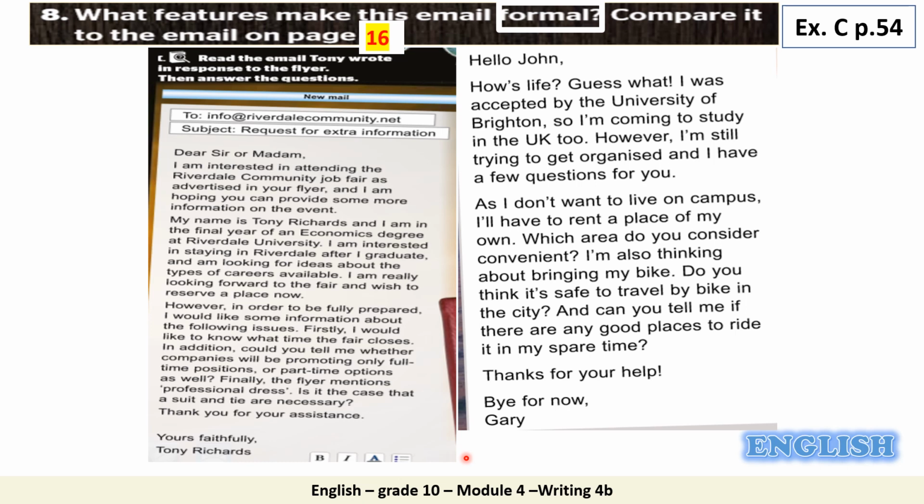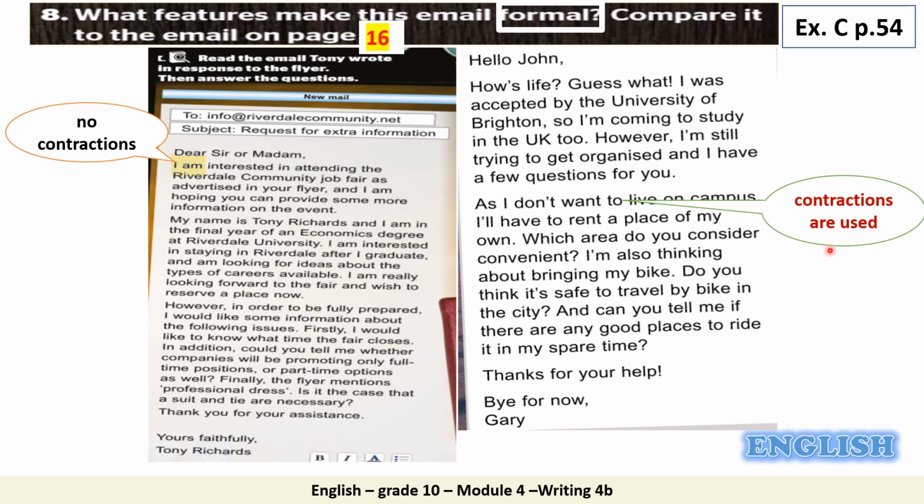For the first feature, in the formal email, we can see that there are no contractions. A full form of the term is used, I am. While we have in the informal email, contractions are used multiple times, as you can see.